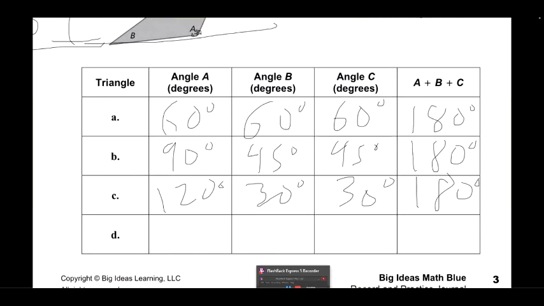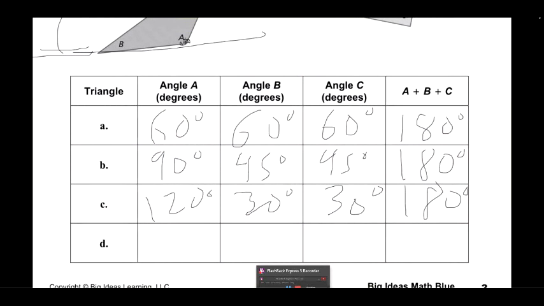Lastly, triangle D. For triangle D, you will need to tell me what the values of these angles are. Question mark, question mark, question mark. But what do you think it's going to add up to be? That is the big question. What do we think these are going to add up to be?